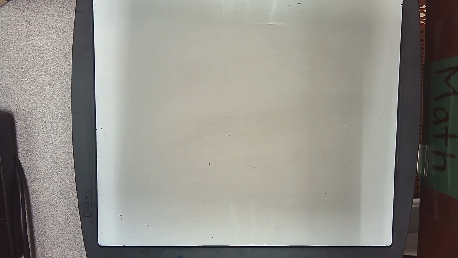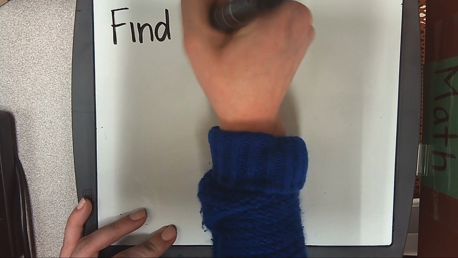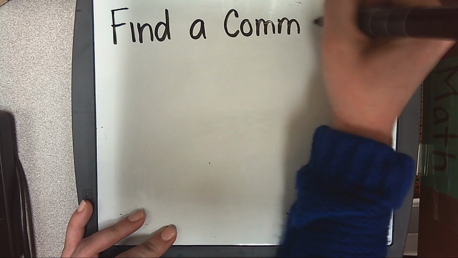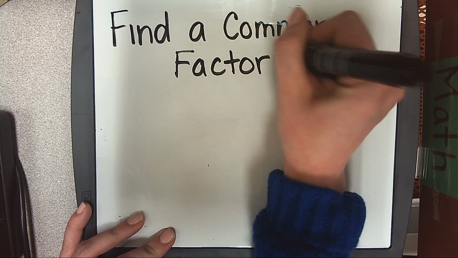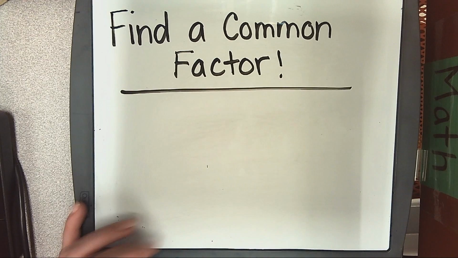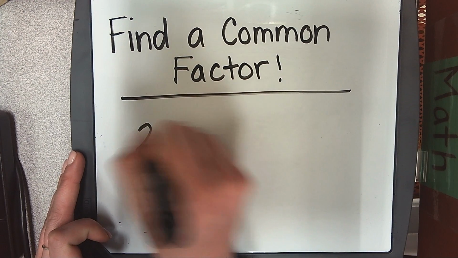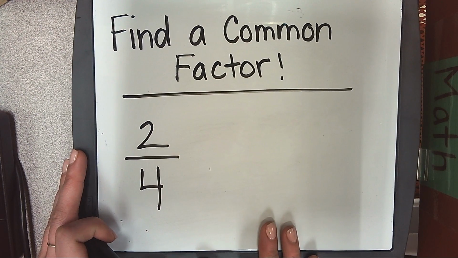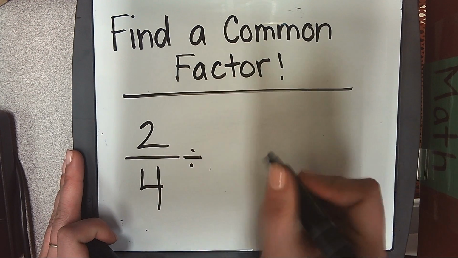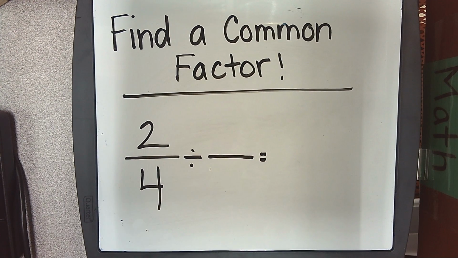The most important thing that you're going to be looking to do is to find a common factor. Find a factor that is the same between the numerator and denominator of the fraction that you are given. So if we have 2/4, a very simple fraction, we can use division to find an equivalent fraction. What can I divide 2 and 4 by? Do they have a common factor?